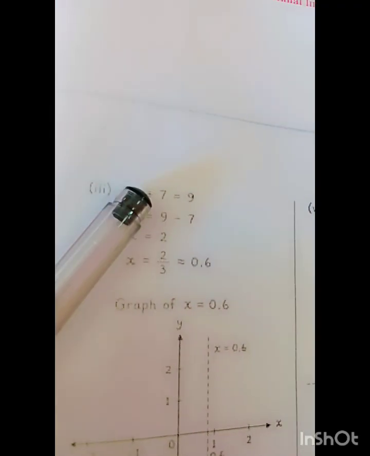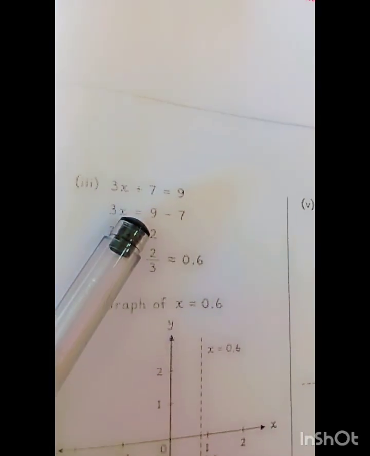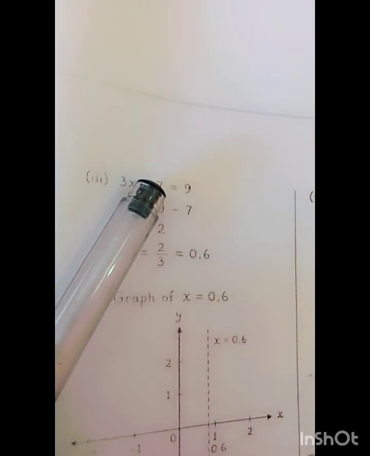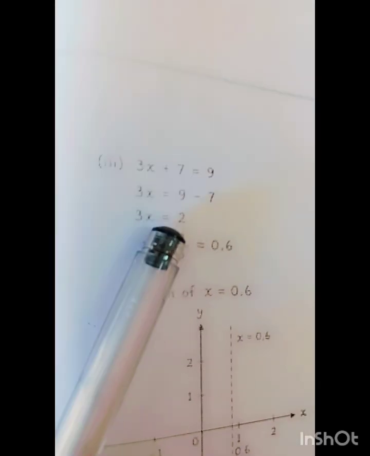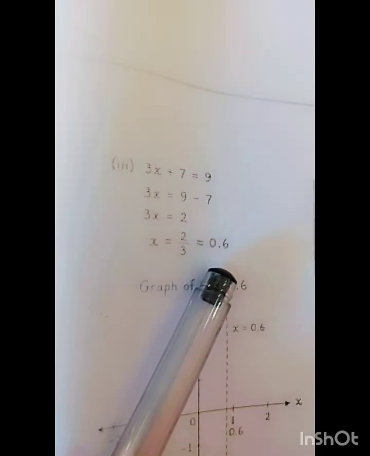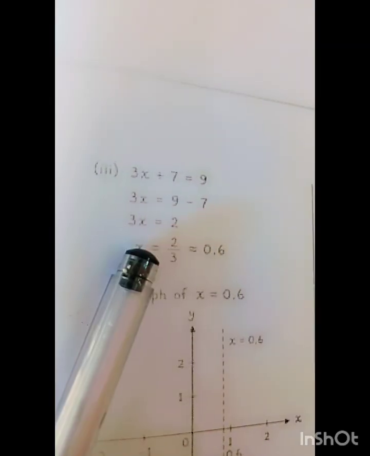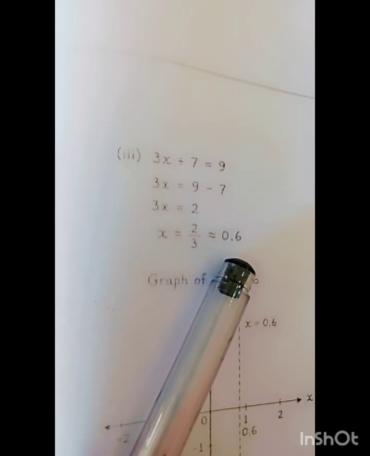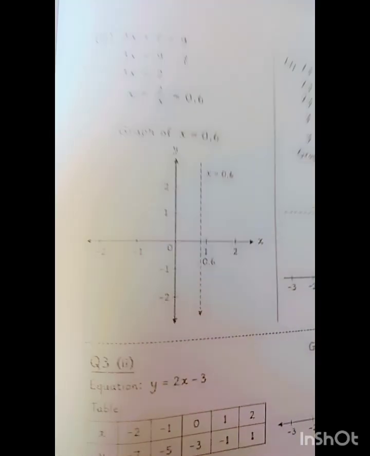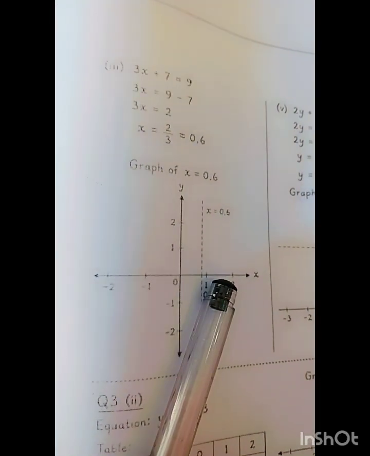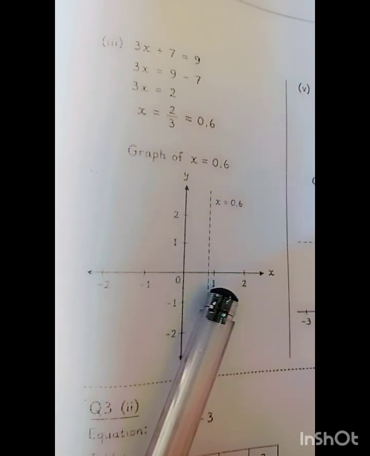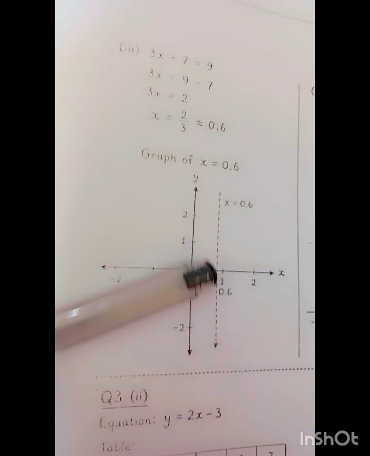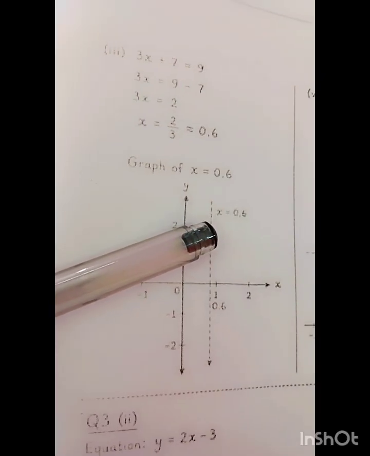Now in question 3, the equation 3x plus 7 equals 9, you will have to first solve it. You will find x first, 7 will be shifted there, it will be subtracted from 9, we get 2, and 3 will be divided, so we get 0.6. Now plot x equals 0.6, so this is 0, 1, 2, so 0.6 will be between 0 and 1 here. So draw a vertical line of x equals 0.6.